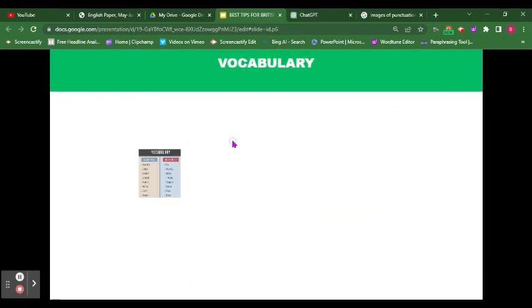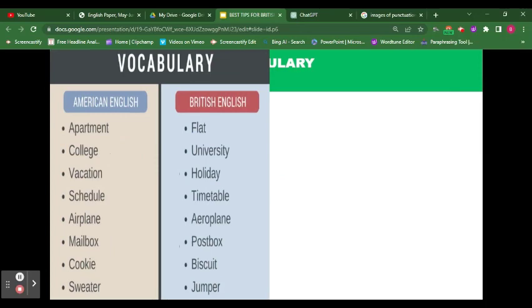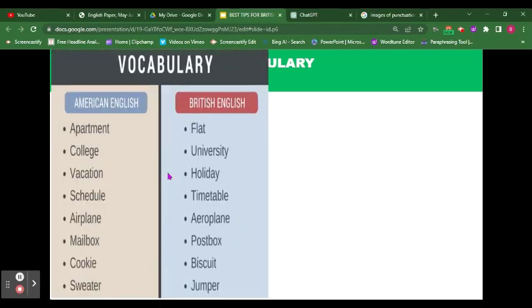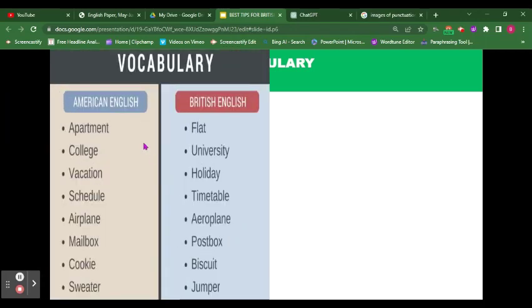Moving on, we want to look at vocabulary. Well, it might interest you to know that vocabulary is another area where British and American English diverge. Many everyday words differ between the two varieties. So we want to begin to look at the various differences.